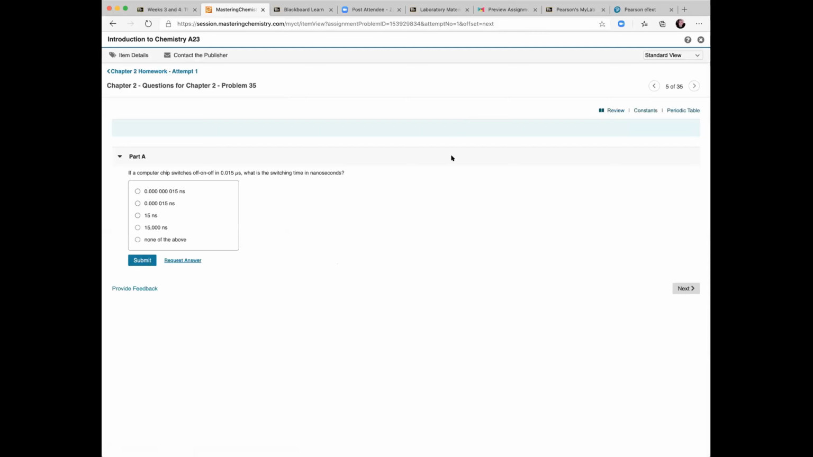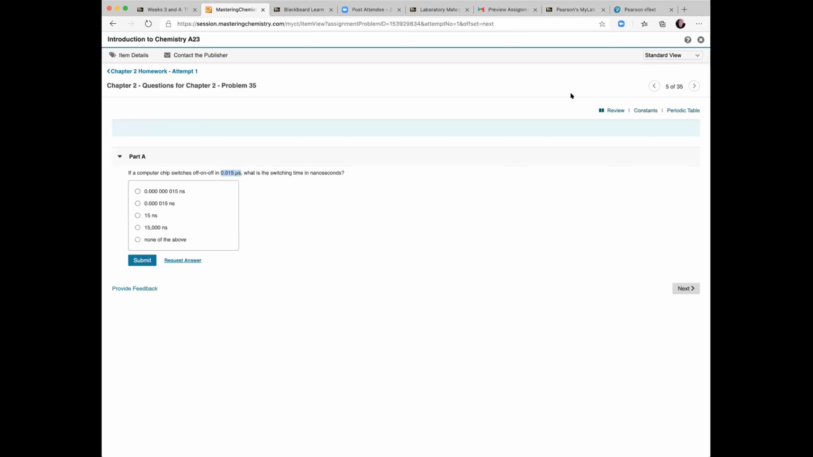Now let's take a look at this. If a computer chip switches on and off in 0.015 microseconds, what is the switching time in nanoseconds? Well, we did problems like that in the introduction to this chapter. So I'm gonna let you do that. But I wanna just see one thing here.